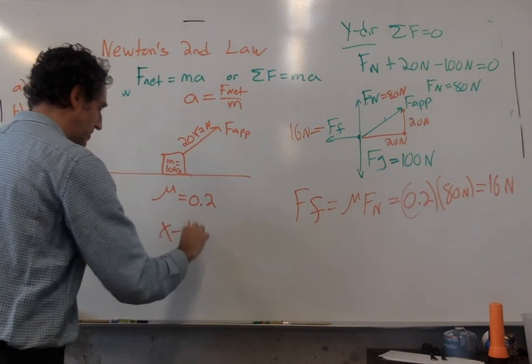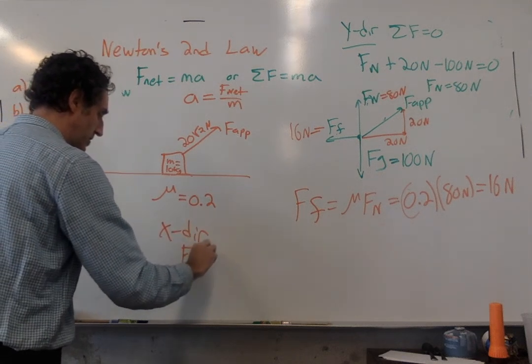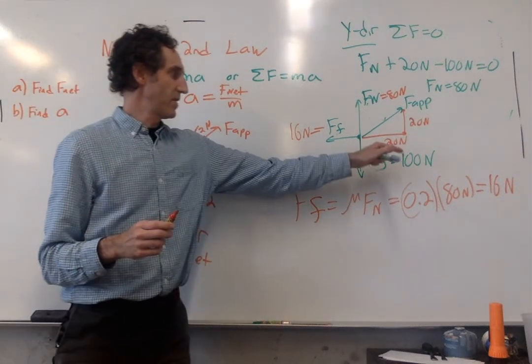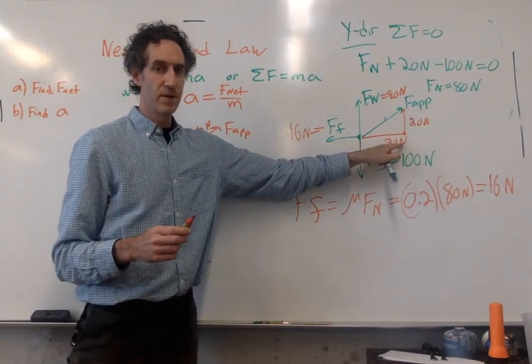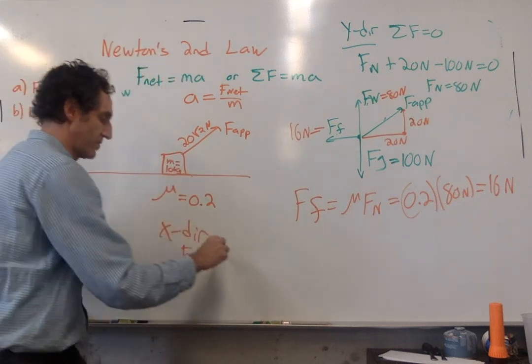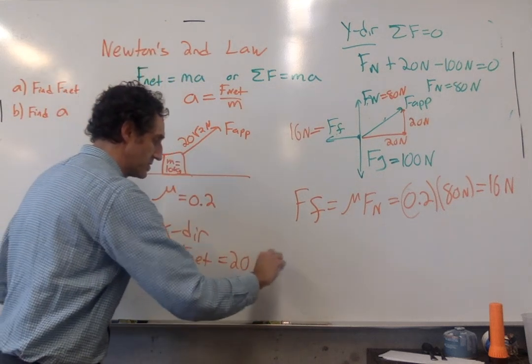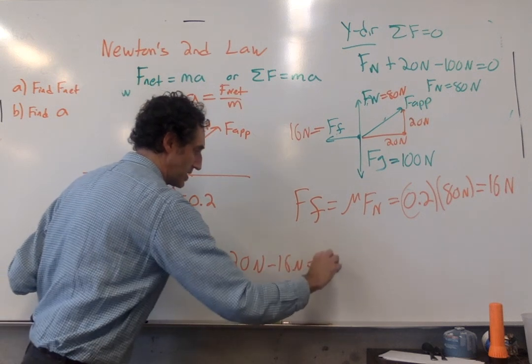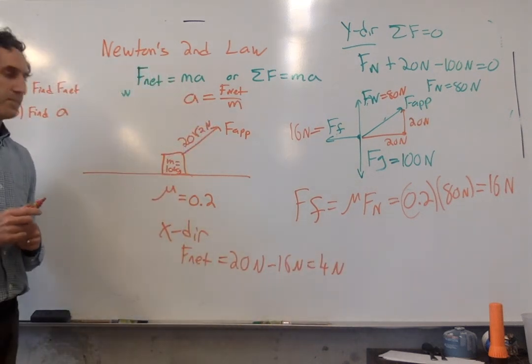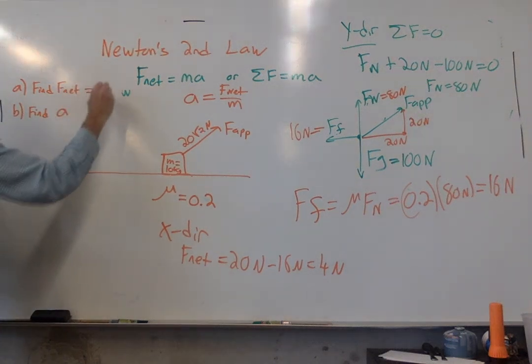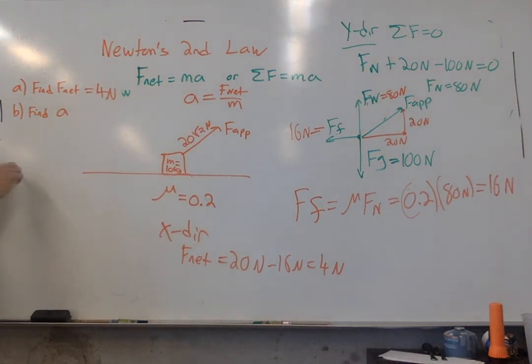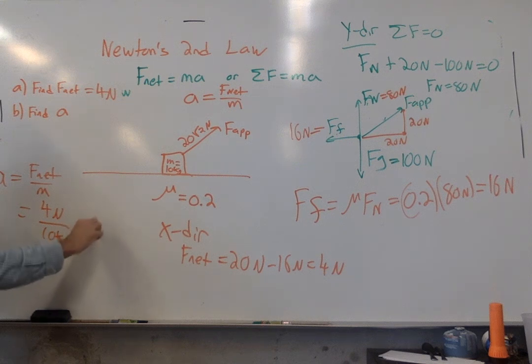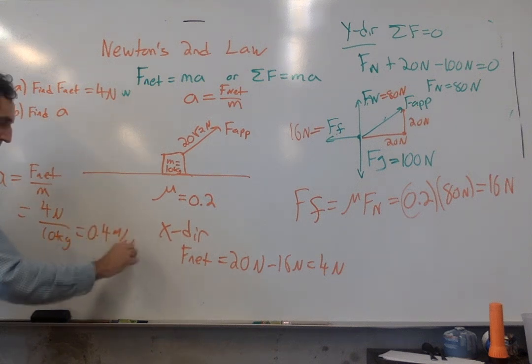Let's do that down here. X direction. What's my net force? So I've got something going this way and something going this way. I've got 20 newtons for my applied force and 16 newtons for my friction force. So that's going to be 20 newtons minus 16 newtons. That's going to give me 4 newtons is my net force. So I can write that in over here. 4 newtons. Can find out my acceleration. That's F net over m. 4 newtons divided by 10 kilograms. That's going to give me 0.4 meters per second.